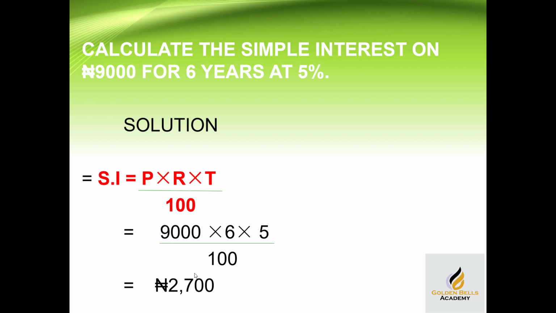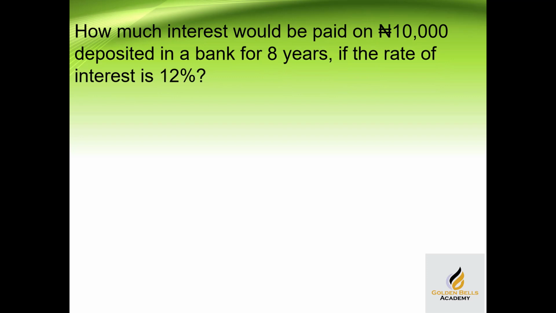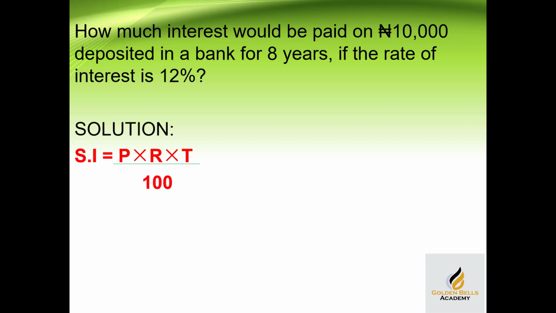Another example. How much interest will be paid on 10,000 naira deposited in a bank for 8 years if the rate of interest is 12%? Don't forget your formula. Simple interest equals principal times rate times time divided by 100, or principal times time times rate divided by 100. The principal here is 10,000 naira, while the rate is 12% and the time is 8 years, divided by 100. Good, you are following.